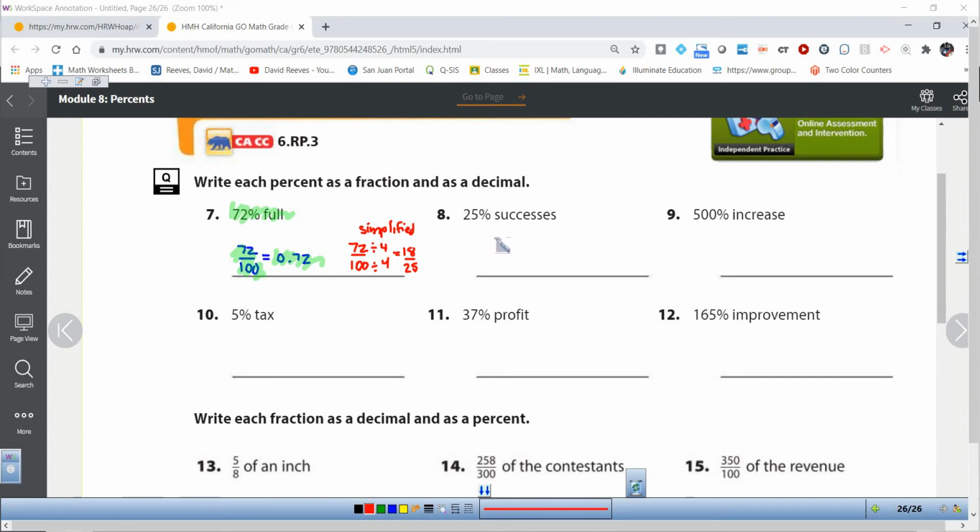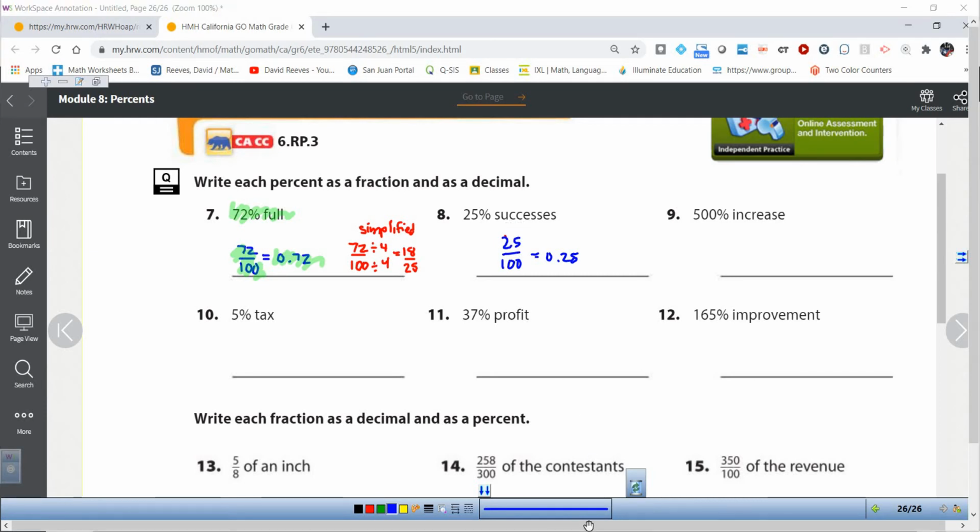Okay, 25%, let me switch back to blue here. That's going to be 25 hundredths, right? 25 over 100, which as a decimal is 0.25. And of course, we should know that 25% is 1/4.